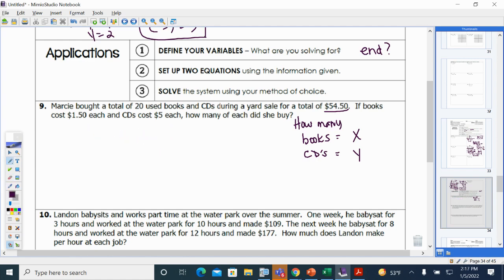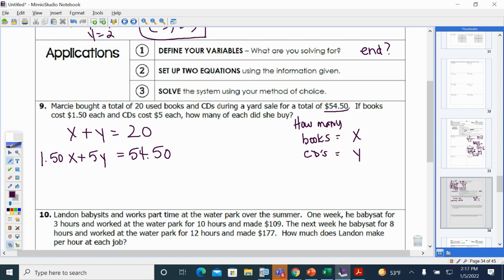But my X plus the Y is going to equal 20 because I know that she bought 20 total books and CDs. So the number of books plus the number of CDs is going to be equal to 20. How am I going to get the $54.50 over there on the right? Given that each book costs $1.50, if I take $1.50 times the X and CDs are $5 times the Y, that gives me money. So those are my two equations.